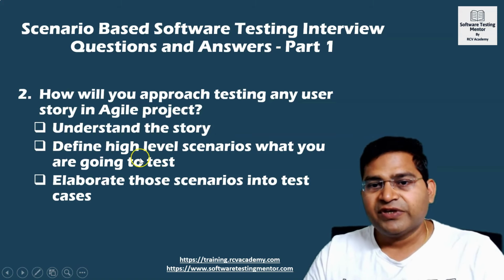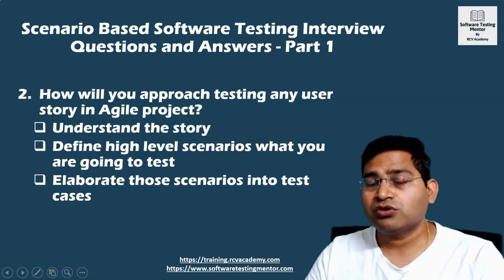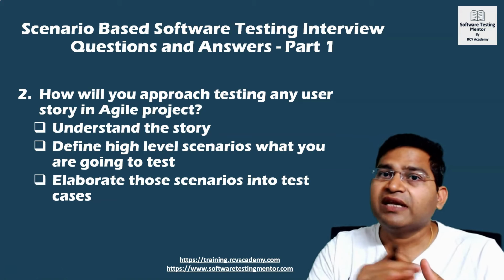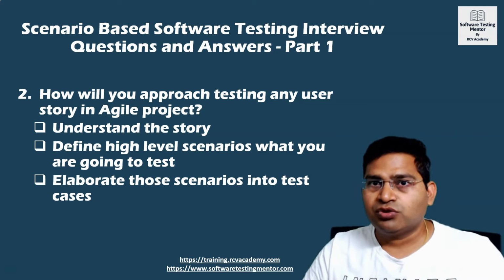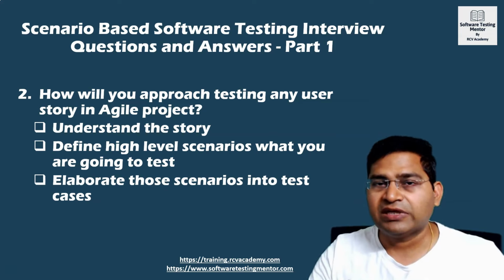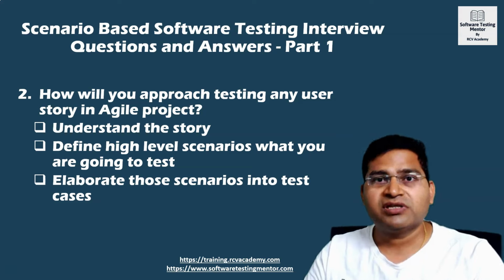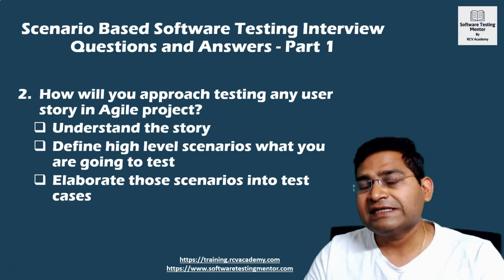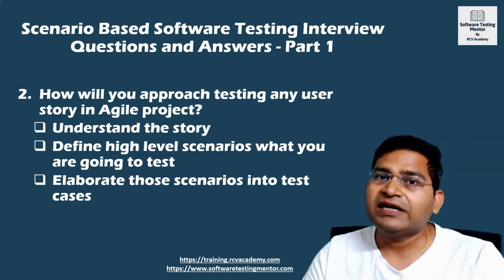The second thing is to define high level scenarios, what you are going to test. Based on that user story, you have to define, based on the acceptance criteria, what all test scenarios you are going to cover. What can you test in that particular user story? How is the end user going to interact as part of that user story? So for example, the user story is to build the same example, registration functionality. As part of that registration functionality, what all is in scope? For example, for this particular sprint, only UI is in scope.